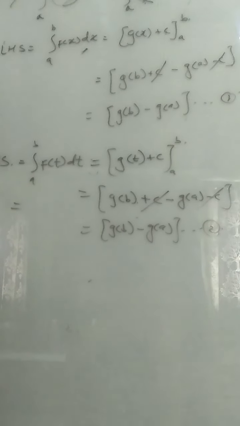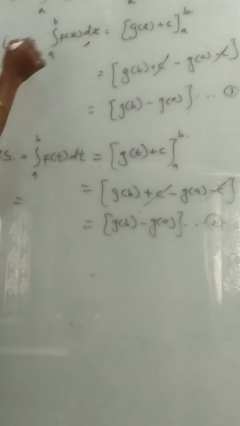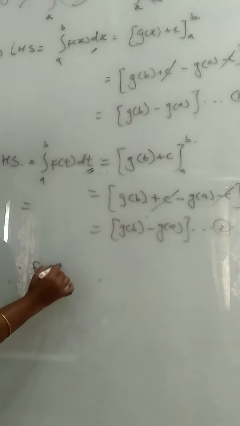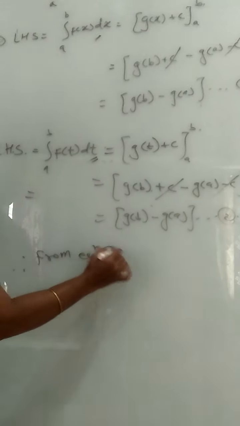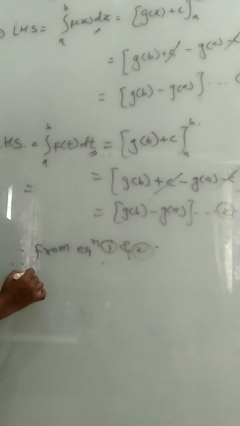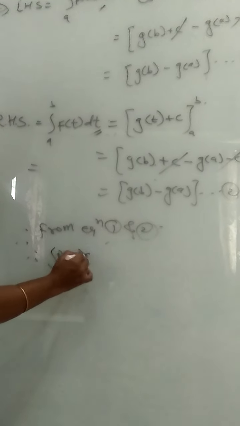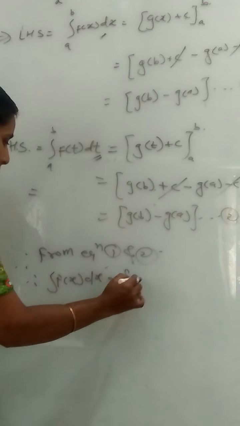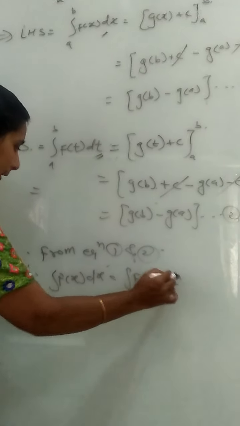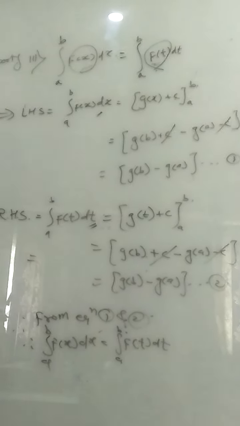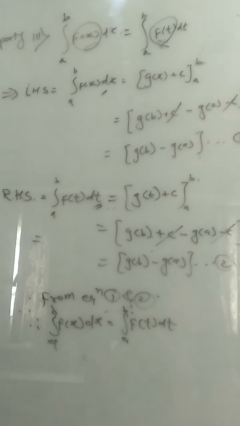From 1 and 2, the right hand sides are equal, then the left hand sides are also equal. From equations 1 and 2 we have proved that the integration of f of x dx is equal to the integration of f of t dt, with limits a to b. These properties are most important in our exam.